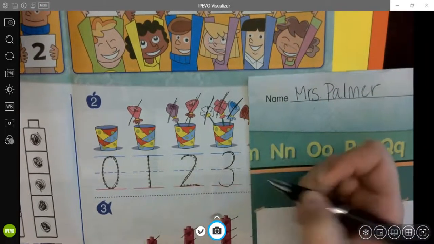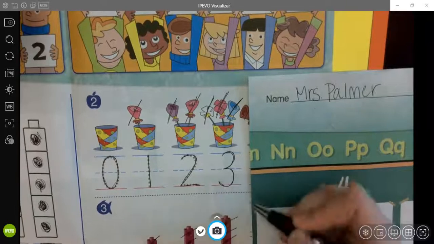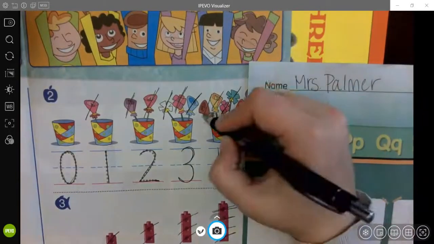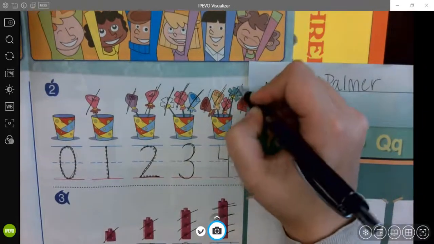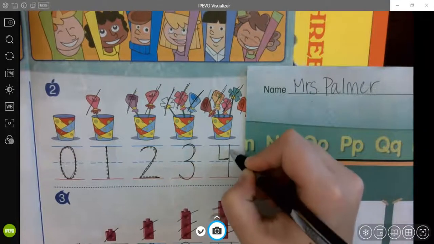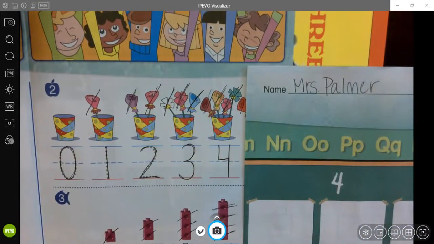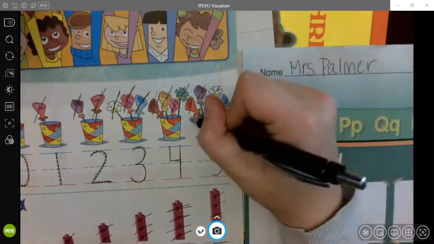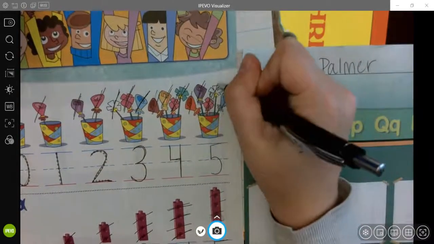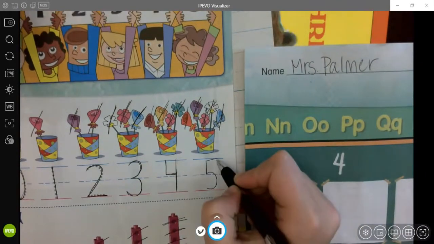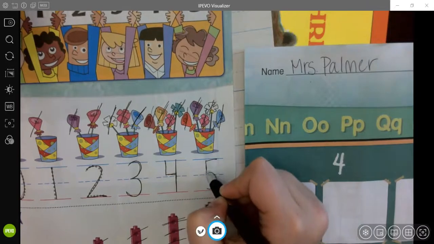Out around to the dotted, out around to the red. What comes after 3? Let's see. 1, 2, 3, 4. It's 4. So we go down to the dotted and all the way top to bottom. And what's after 4? 1, 2, 3, 4, 5. It's the number 5. So practice writing the number 5. Top hat, down, and around.